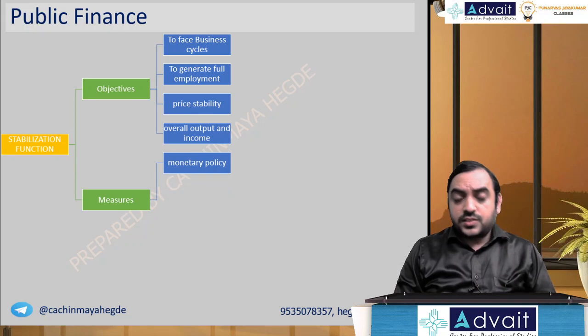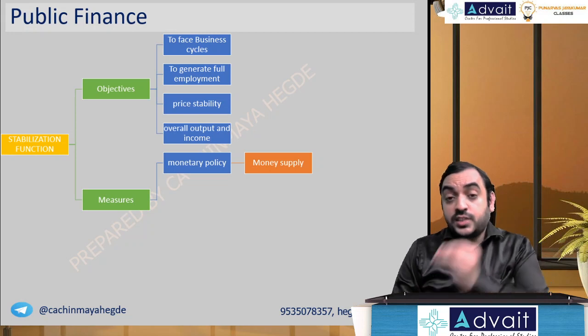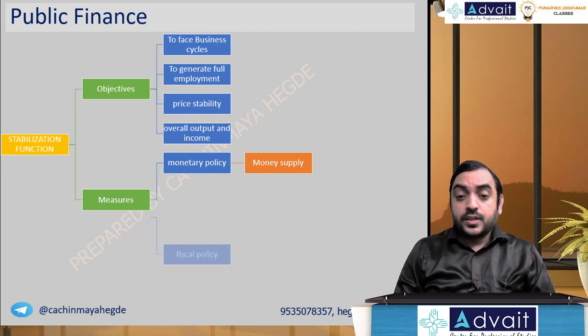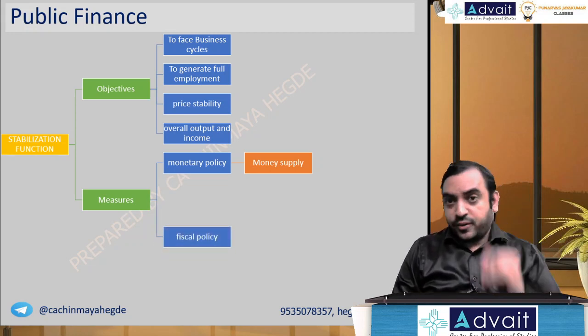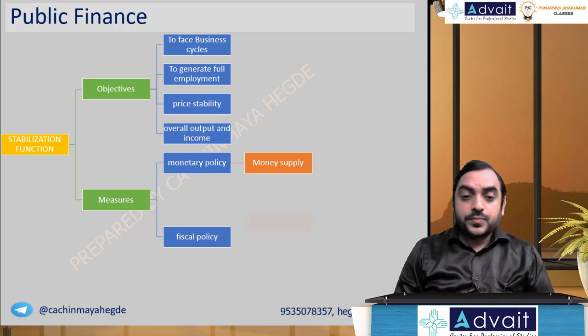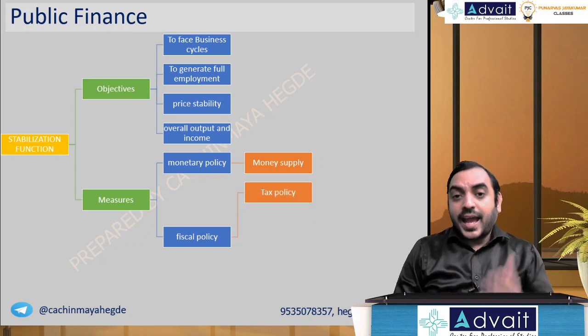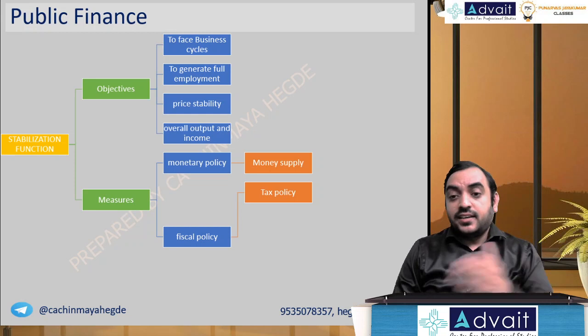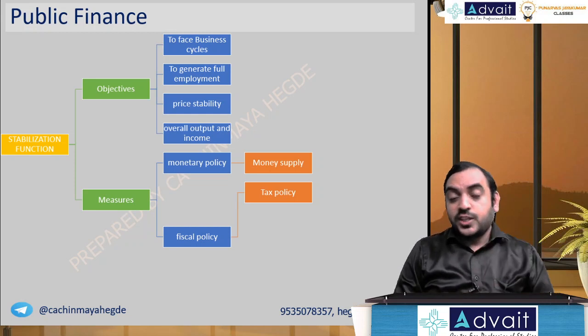And what measures? Monetary policies, money supply, we are going to discuss in detail, especially during the corona stage. A lot of money was printed. And interest rate measures, we are going to discuss that in the next chapter. Fiscal policy, tax policy, increasing the tax rate, reducing the tax rate, every budget you will come to know about it.